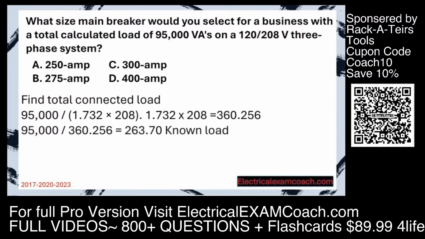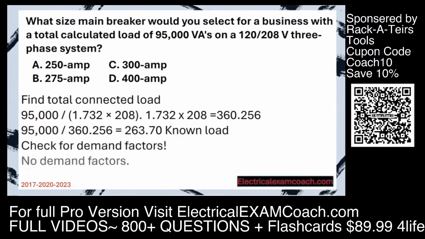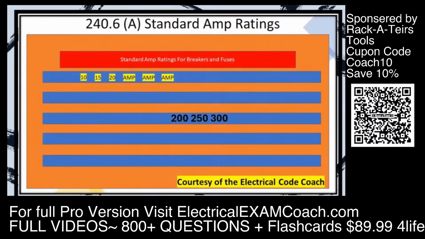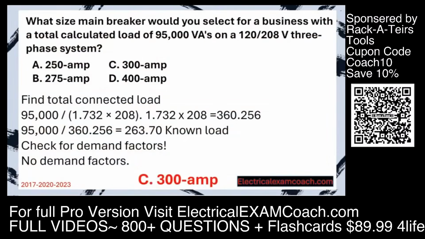Now we can do our math, and after we divide it out, we end up with 263, and of course we would round up in this case. There are no more demand factors, so we head to table 240.6(A) and choose the next standard size. And this is where the beauty happens. We're going to now put this on a 300 amp breaker instead of, like in the previous question, a 400 amp, meaning that we'd have to have larger wire in the previous question, which may lead us to have larger pipe, which we may end up with a larger cost of overall project.